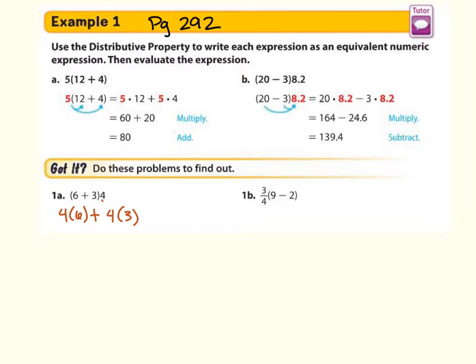So now I'm going to solve. 4 times 6 is 24. 4 times 3 is 12. Add those together, you get 36.